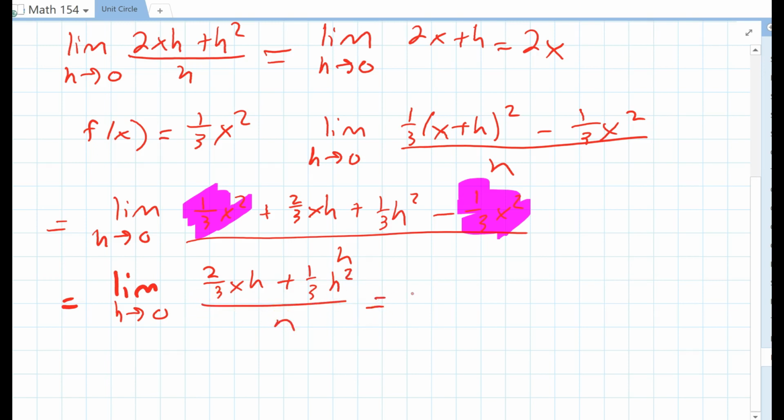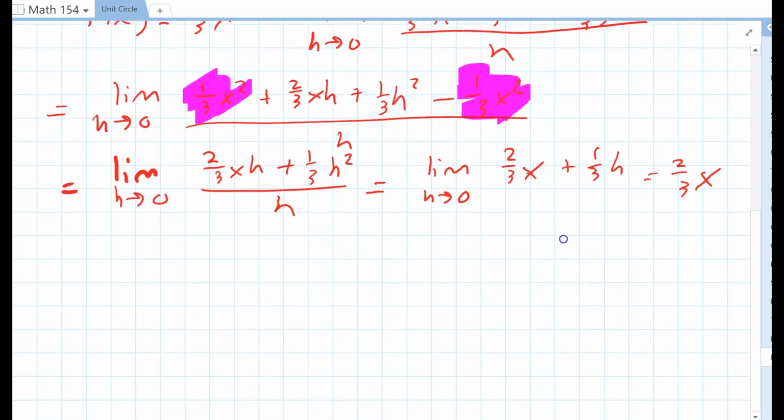We can factor out h from the top, and cancel it with the h in the bottom, and we're left with 2/3 x plus 1/3 h. When we let h approach 0, this approaches 2/3 x. And that confirms the hypothesis in class that it would produce 1/3 of what the x squared did.